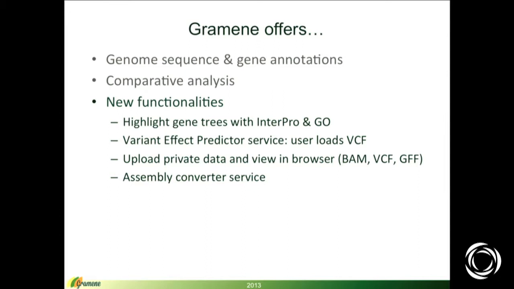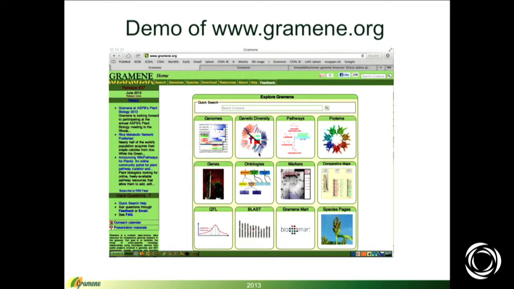We also have an assembly converter service, which is sort of the equivalent of what UC Santa Cruz has for humans and other organisms. If you work with either maize or rice, you would know that both of them were updated to new versions this year. So now this kind of tool allows you to go back and forth between the assemblies.